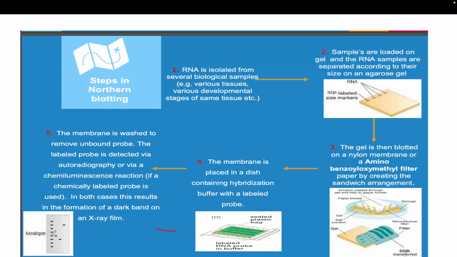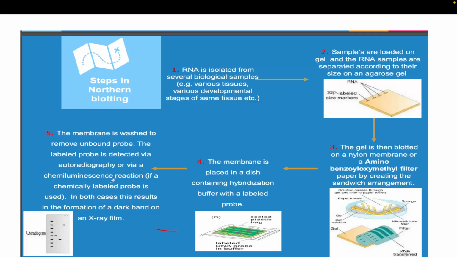If it is labeled with a radioactive molecule, then it is called autoradiography. And if it is labeled with a chemiluminescence reaction, it is detected with a chemiluminescence machine. In both cases you can observe the band, but autoradiography is much more sensitive compared to chemiluminescence. So this is the Northern blotting.